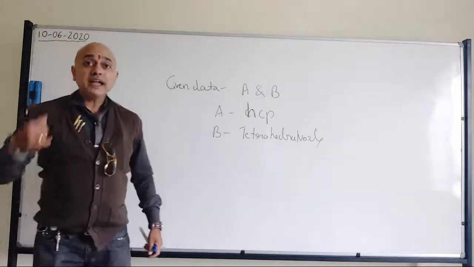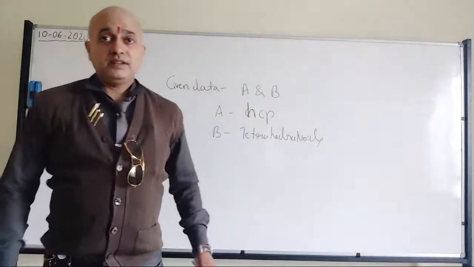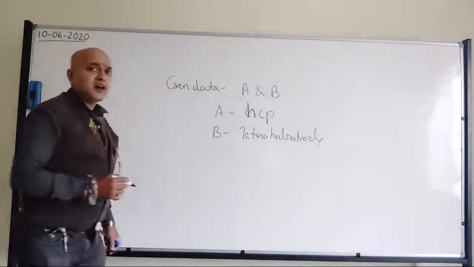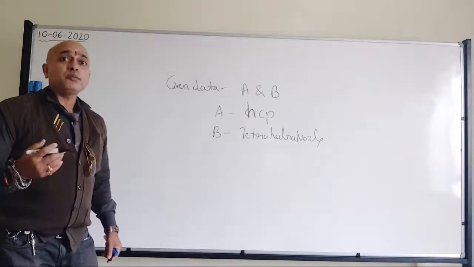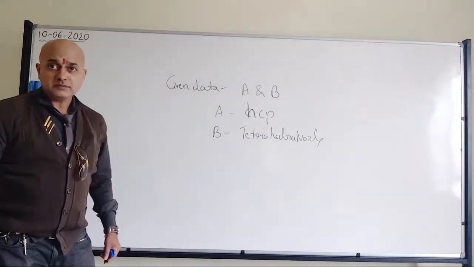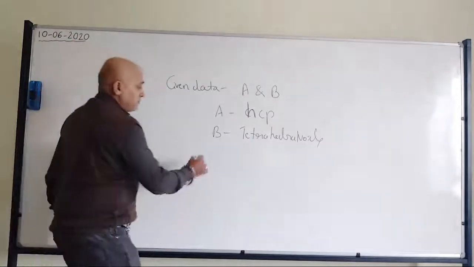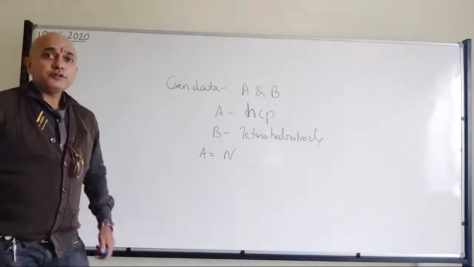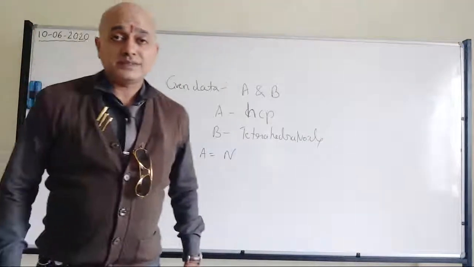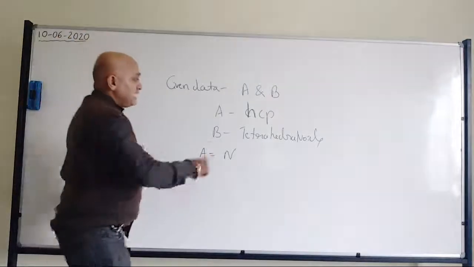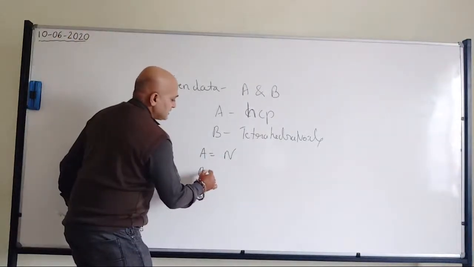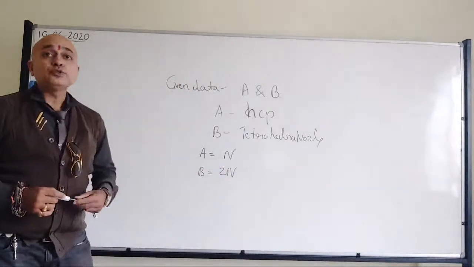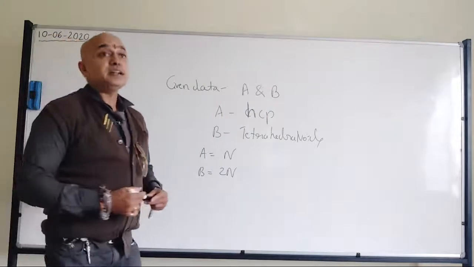Now we have to apply whatever relation I have given. Consider A, since it is making hexagonal close packing, that we are talking about total number of atoms in a crystal structure. So A will be equal to n, total number of atoms. Right? Now since B is occupying tetrahedral voids, naturally it should become 2n, since it is a tetrahedral void.